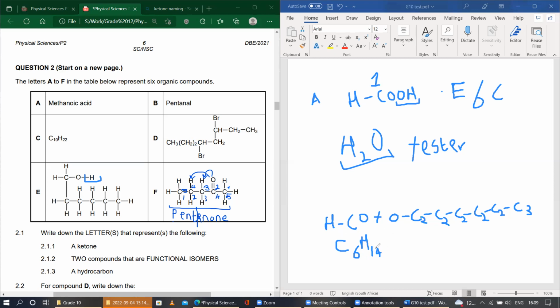Let me just make it 13, since this one has to be alone. O, C, H. You understand it? Yes, sir. Yeah, so this is the ester that's going to be formed.